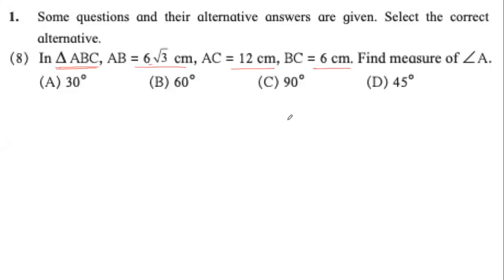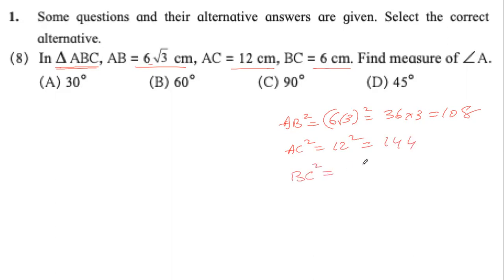Like AB square equals 6 root 3 square equals 36 into 3 equals 108. Similarly, AC square equals 12 square equals 144. Similarly, BC square equals 6 square equals 36. Why did we square? Because we have studied Pythagoras theorem, side opposite to acute angle, side opposite to obtuse angle, Apollonius theorem. In all this, we are squaring the sides. So square the sides and check.